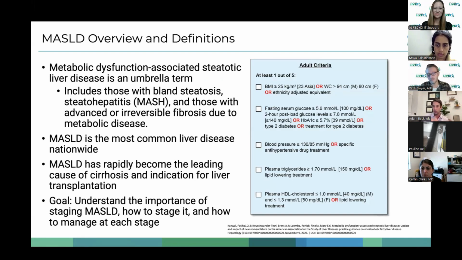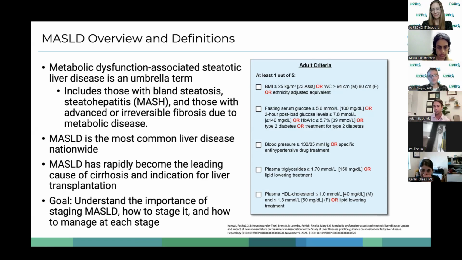So as was already mentioned, the term MASLD is a new one. The old disease NAFLD got a bit of a facelift, but for the most part, everyone who previously would have fallen under the NAFLD or NASH umbrella is now falling under the MASLD or MASH umbrella, which is an umbrella term that includes those who have steatohepatitis or inflammation, as well as those with bland steatosis, as well as those with more advanced or irreversible disease, all due to metabolic disease.